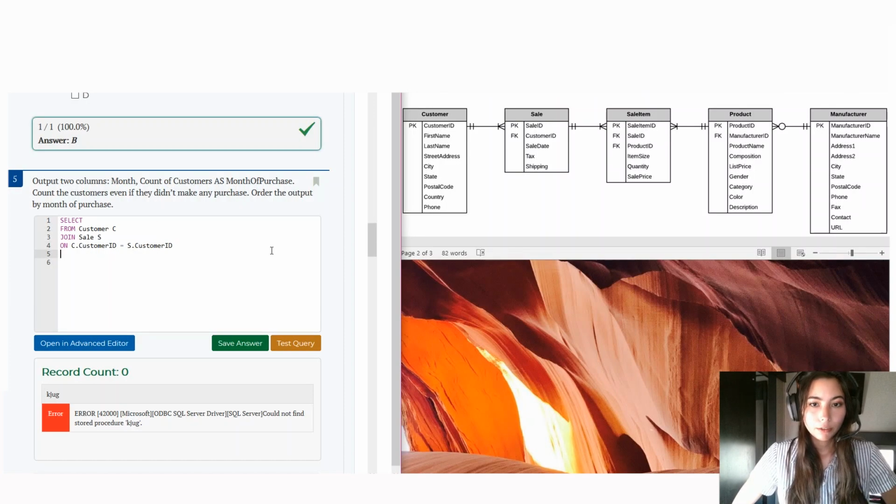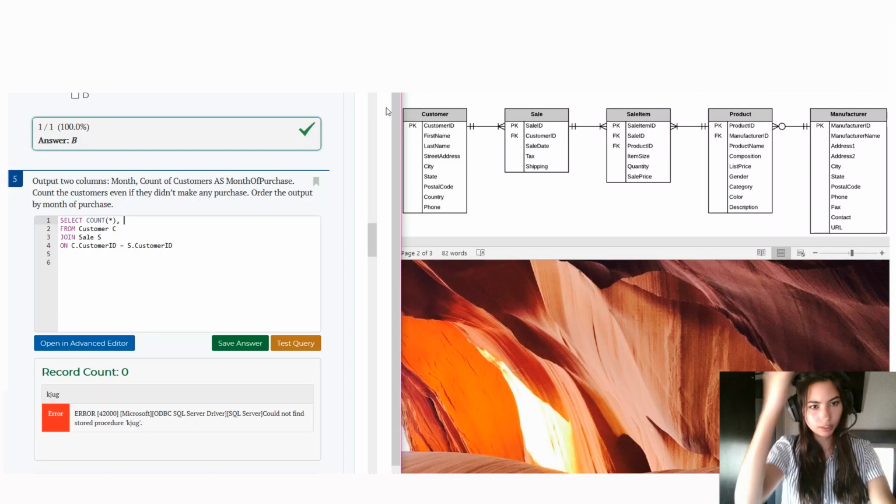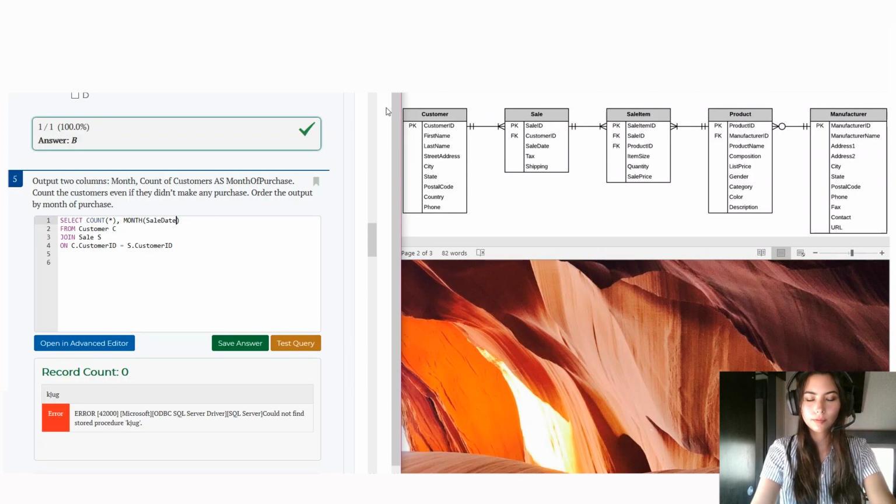All right, now that we have those two entities joined, let's go ahead and look at this question again to see what information it's wanting. Output two columns, month, count of customers. Thinking it's going to want an aggregate count, and it wants to count everything. It looks like it's wanting month, so I'm going to have to put month, sale date, as month of purchase.